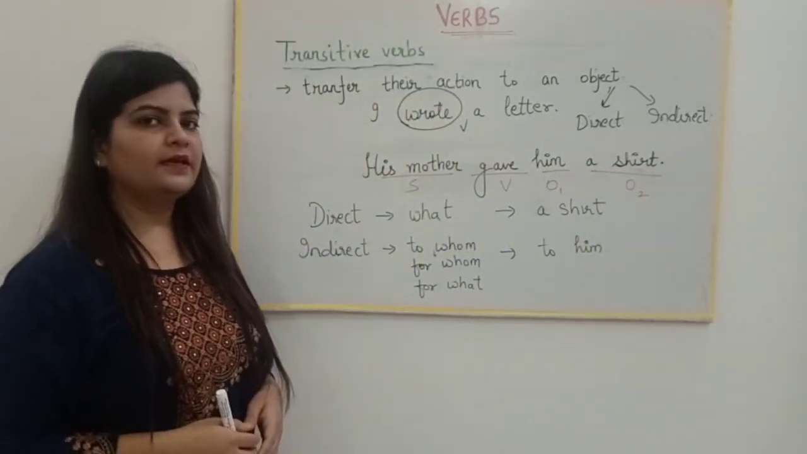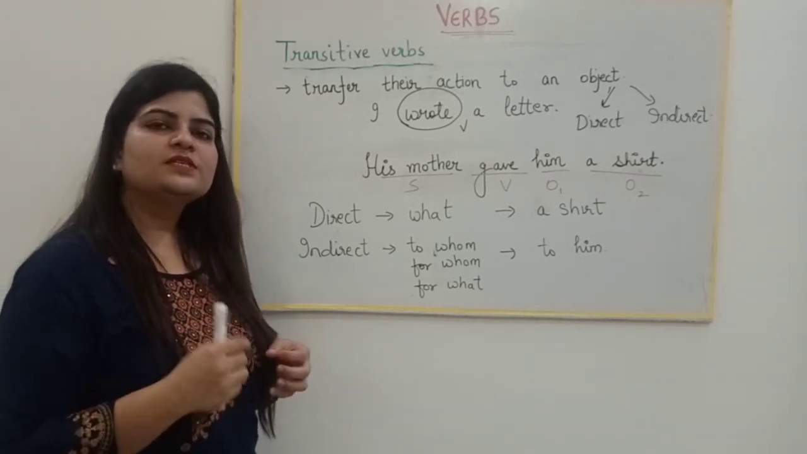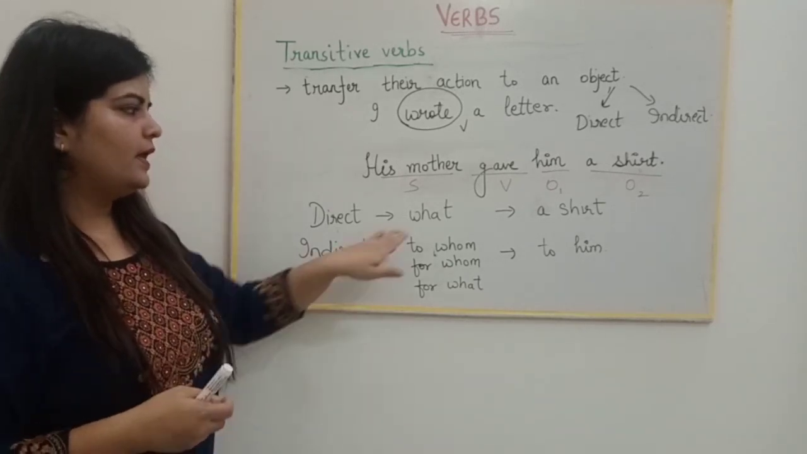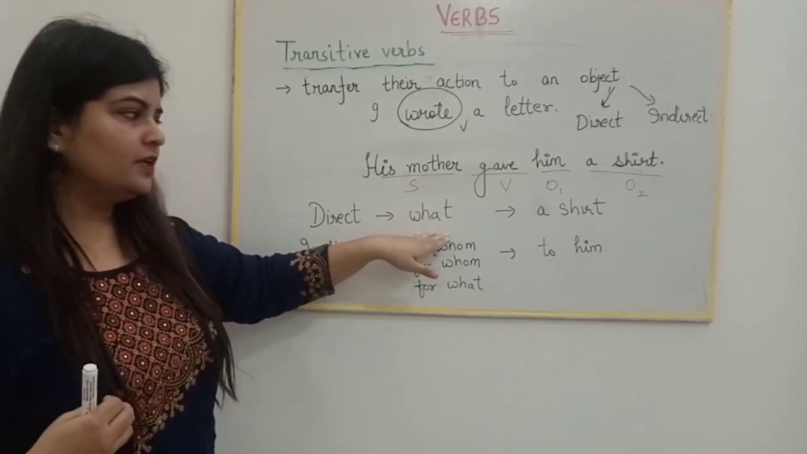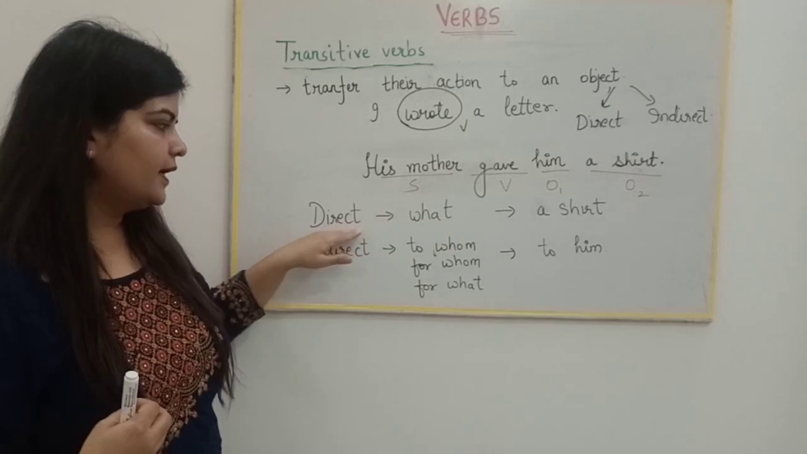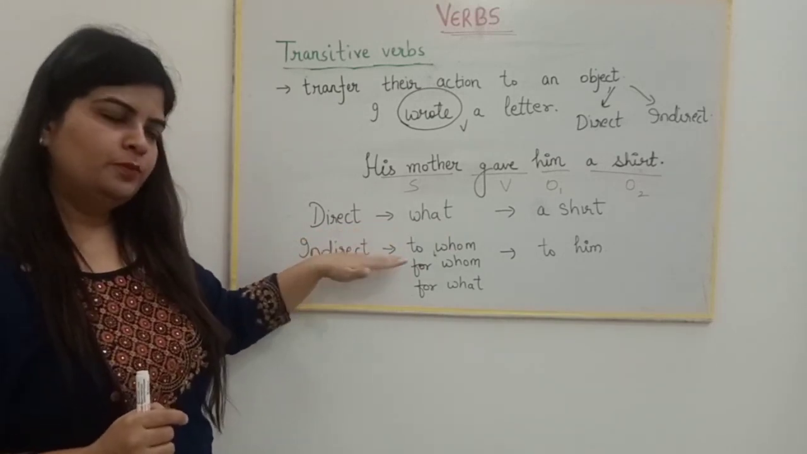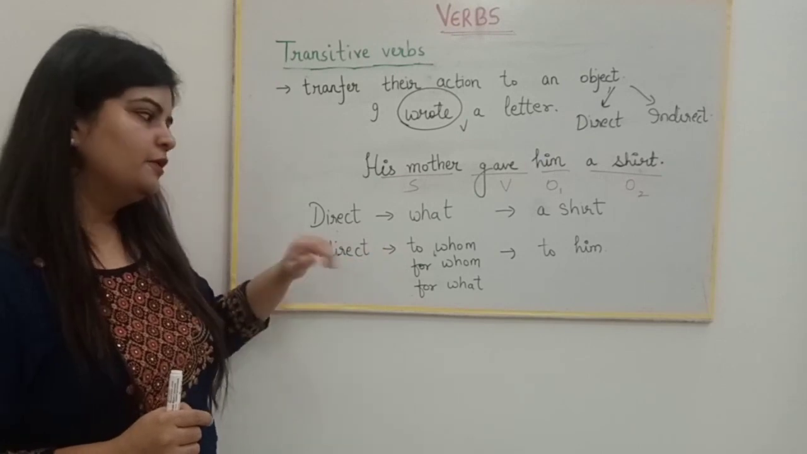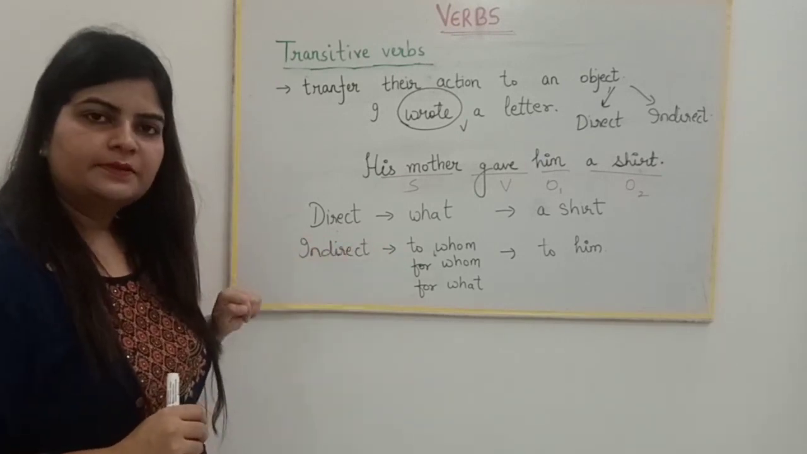Now let's recognize which is the direct object. To identify this, you just have to ask a question like what after the verb. When the answer is given in the form of what, it is the direct object, and if the answer is coming in the form of to whom, for what, then the object is indirect.